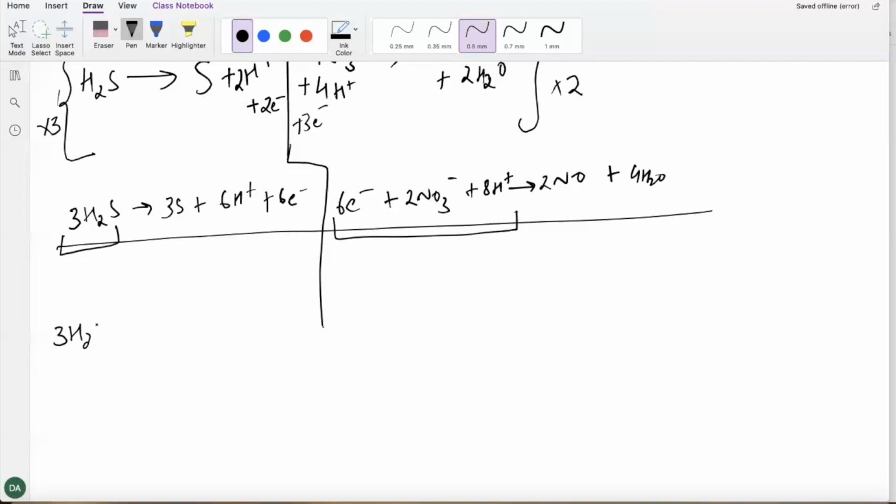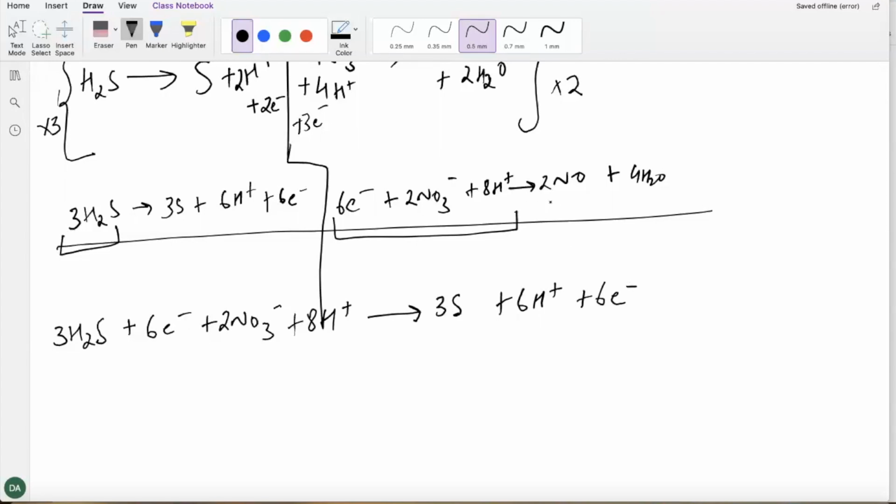3H2S plus 6 electrons. Right, so we're done with the left-hand side here. So we go here and then pick the left-hand side, 6 electrons and 2NO3 negative and 8H plus. Right, so we're done with the left. Now you make the arrow and then you go back here. You start from the right-hand side, which is 3 sulfurs, 6H plus, 6 electrons, and then we go back to the right-hand side, right? So we have 2NO and then 4H2O.